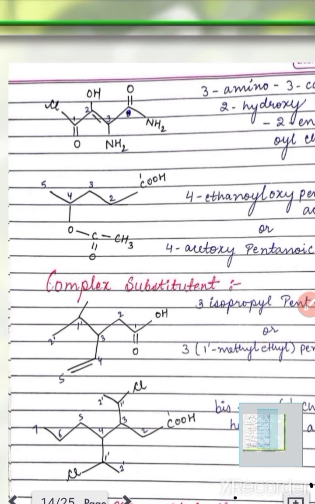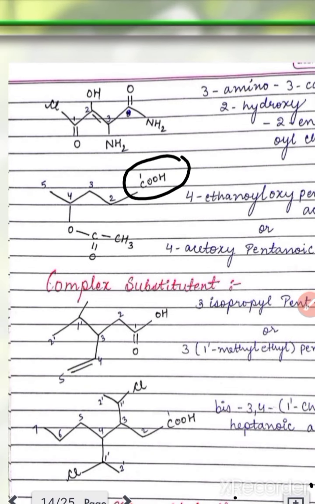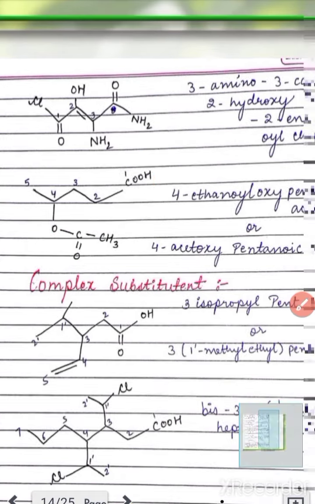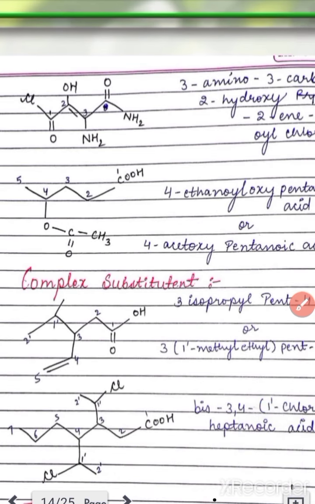Now in the next one, this will form the main functional group, so this will be our main parent carbon chain. This will act as a substituent. So let us look at its name. At fourth position we have this. As it is of 2 carbons, its name will be ethanoyloxy.